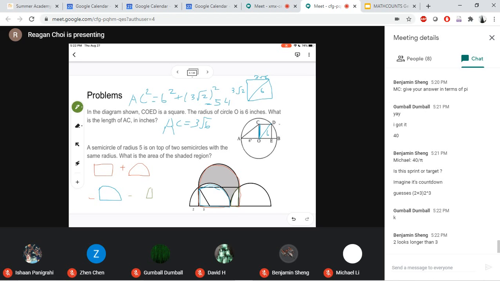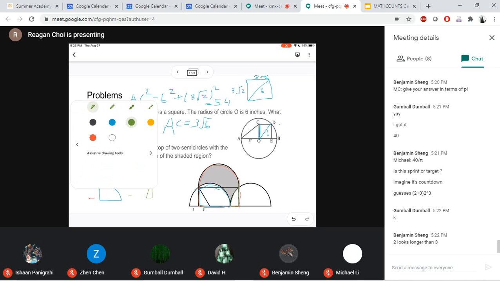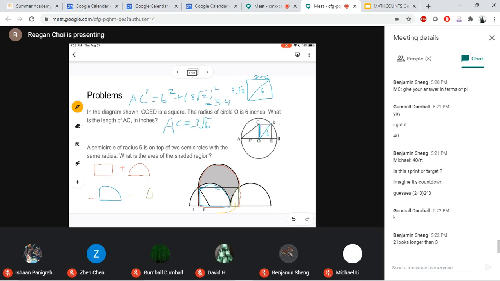Okay, so something interesting you'll observe is if we put the green and blue things together, and let's say we move this green thing over here, then they're actually the same.